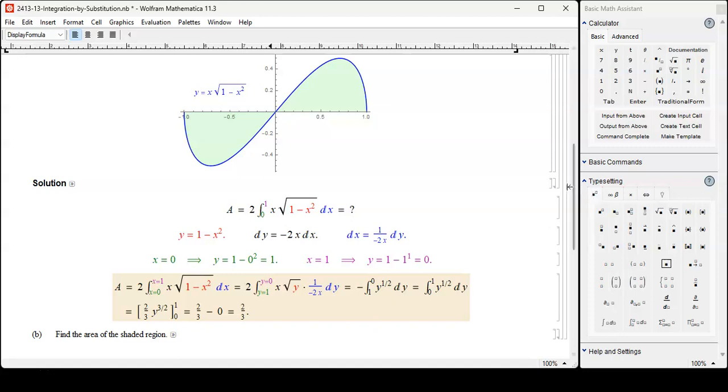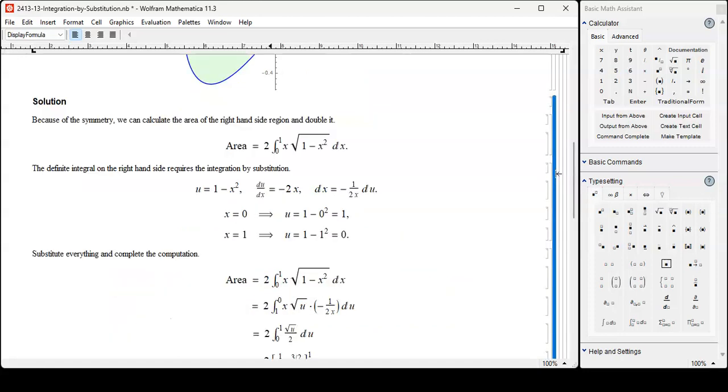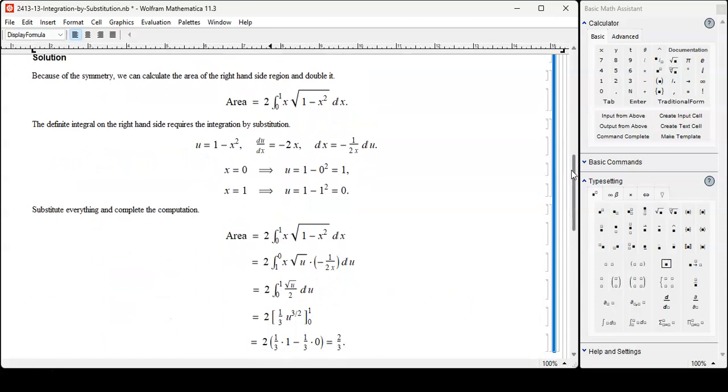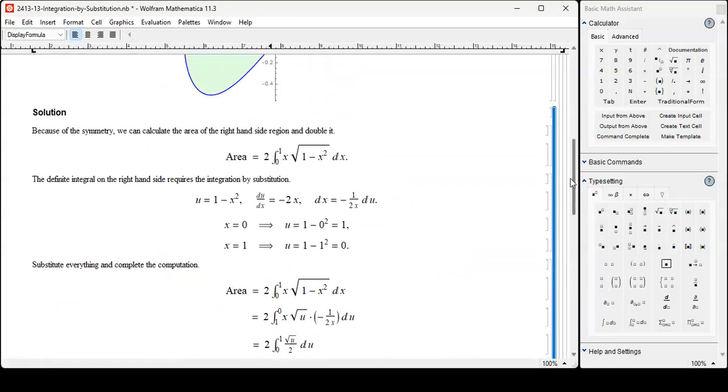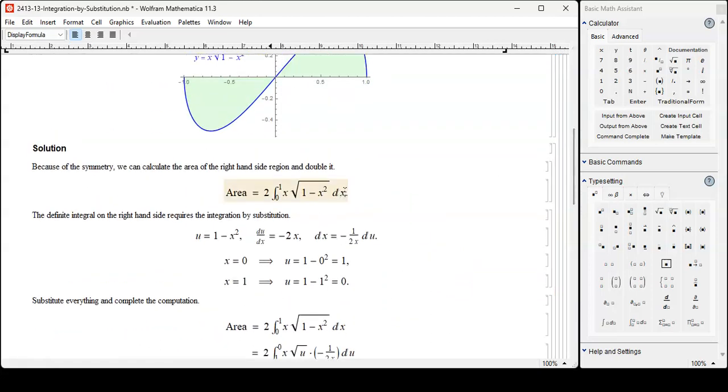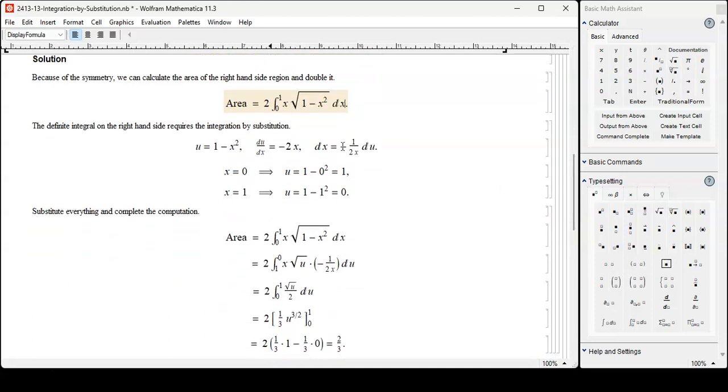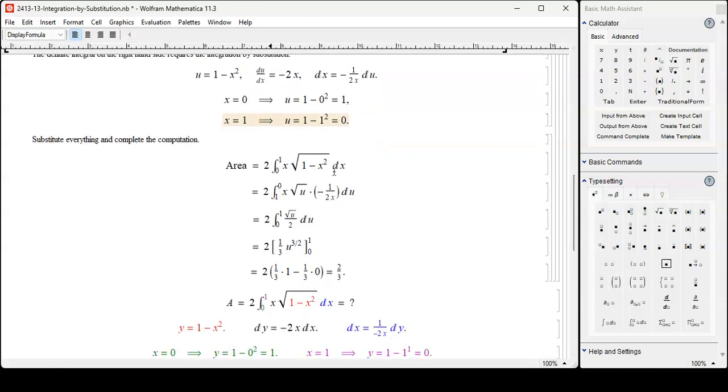Okay, that looks good. Did I do this right here? Of course, I must have done it right here. Did I do this right just now? Let's check. Area set up, twice of this integral, and then we have this integration by substitution set up, starting and ending point of the integral. And then area computation is just the integral computation. In the end, you get 2/3.